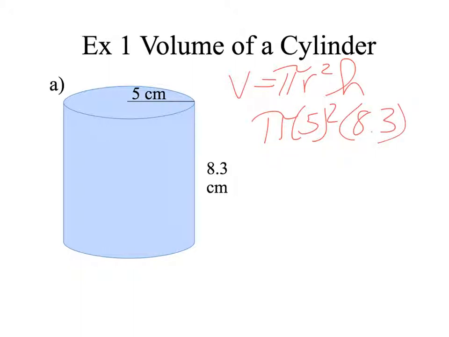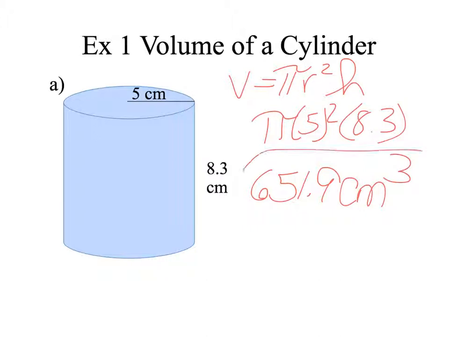Your best bet is to plug this all into the calculator at one time. If you don't have a pi key, you can use 3.14, and you'll get pretty close to what we're looking for. So pi times 5 squared times 8.3. And I'm getting a volume of 651.9. Because it's a volume and it's a 3-dimensional figure, we're going to cube our units, so centimeters cubed.